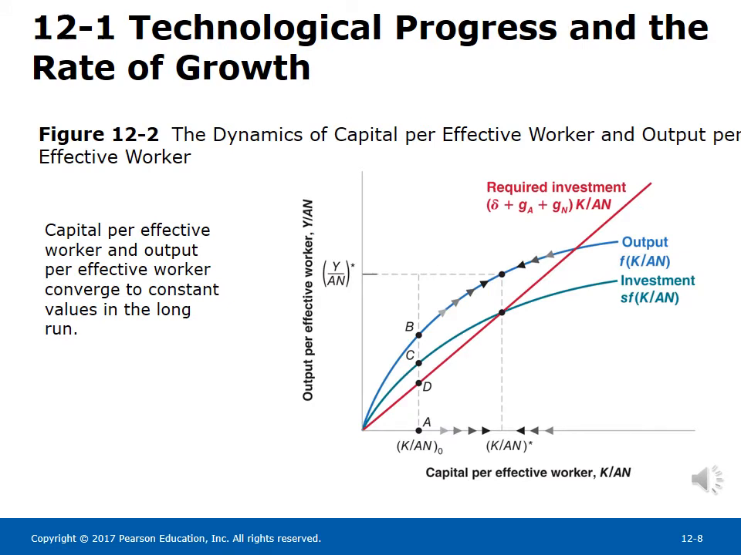(12-1) Technological Progress and the Rate of Growth. Figure 12-2. The dynamics of capital per effective worker and output per effective worker. Capital per effective worker and output per effective worker converge to constant values in the long run, equal to K over AN star and Y over AN star respectively. If the initial level of capital per effective worker was K over AN 0, then actual investment per effective worker would be greater than investment required to keep capital per effective worker at that level. Thus, capital per effective worker will increase until it reaches K over AN star.